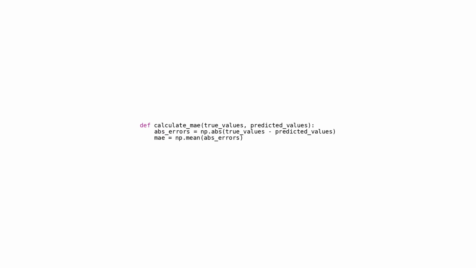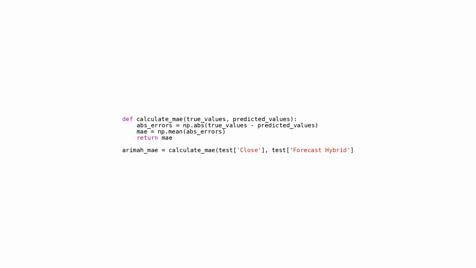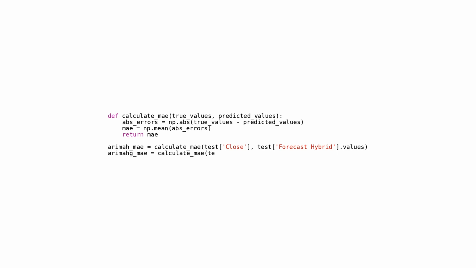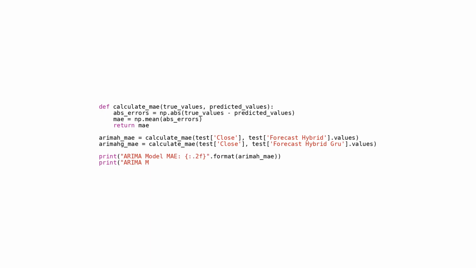This Python code creates a function called calculateMae to compute the mean absolute error, MAE, between two sets of data, true values and predicted values. The MAE is obtained by finding the average of the absolute differences between the two sets. The function is then used to calculate the MAE for two different sets of predictions, forecast hybrid and forecast hybrid GRU, compared to the true values from a test dataset. The resulting MAE values are printed to the console, rounded to 2 decimal places. Lower MAE values indicate more accurate predictions for the closing prices.